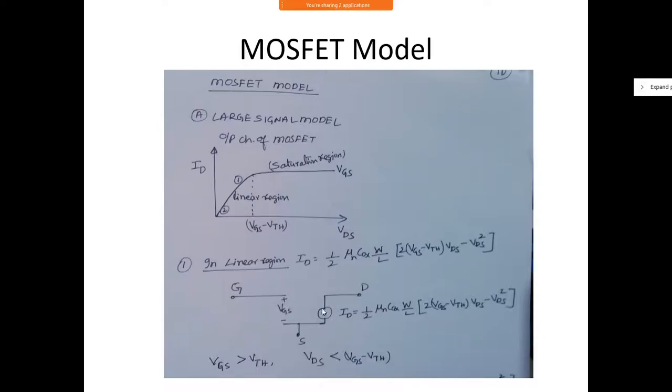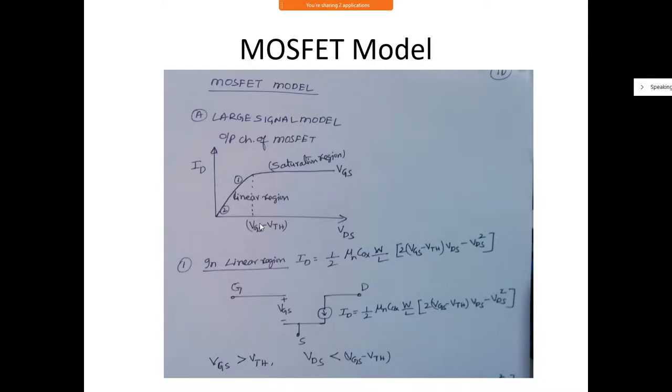Can you see between drain and source I have a current source, with the expression exactly the same as this? Now I'm specifically calling it the large signal model because I'm considering the DC current. You can see it is the same expression. There's no change. This is in linear region 1.